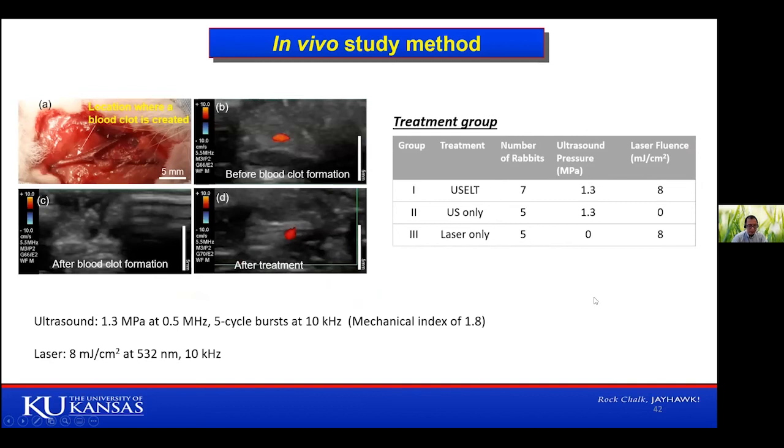Particularly, one thing I want to point out is our ultrasound pressure: we only use 1.3 megapascal at 0.5 megahertz frequency, and it's only a 5 cycle burst. This is fairly low ultrasound pressure, and if you calculate the mechanical index, it's only 1.8. For those of you familiar with ultrasound imaging, the safety limit for imaging purposes is 1.9. That means our ultrasound itself is very safe. By itself, it only has a mechanical index of 1.8, which is lower than the upper limit of imaging energy used for ultrasound.